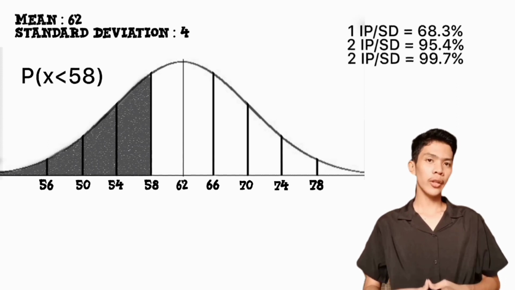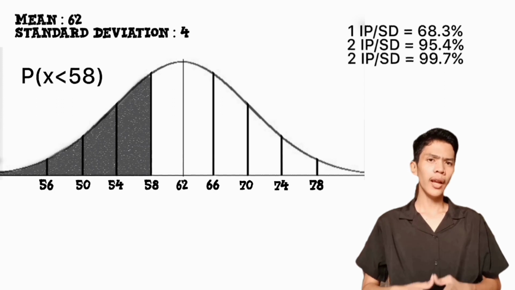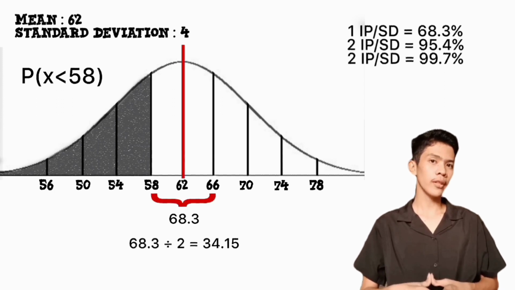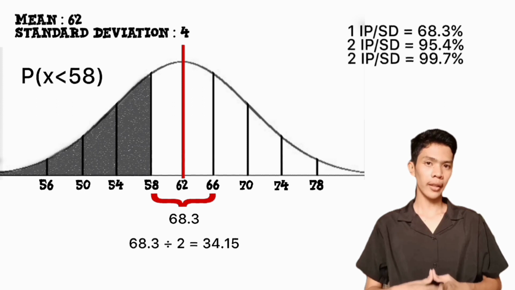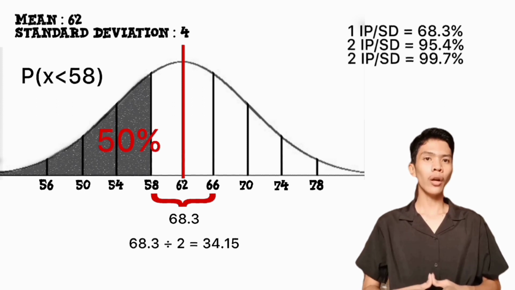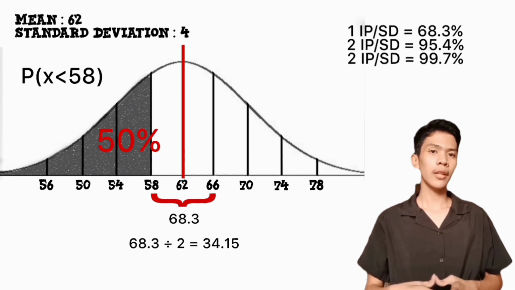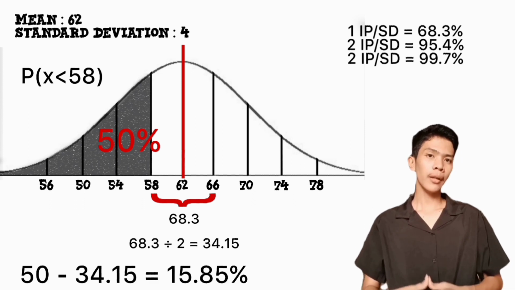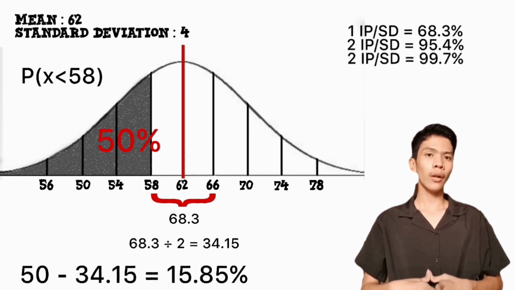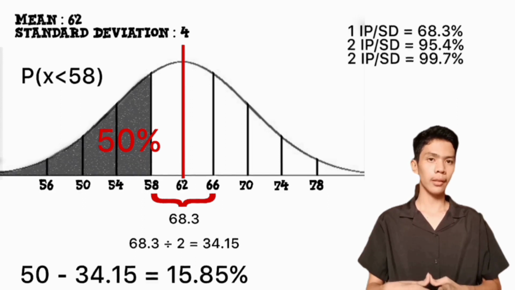Since the shaded region is from 58 and below, you can observe in the graph that the first inflection point is the only area in the distribution that doesn't have shade. So, we need to divide the value of the first inflection point by 2 and subtract it from 50. Since we only observe half of the normal distribution, half of the first inflection point is 34.15. Therefore, 50 minus 34.15 is equal to 15.85%.